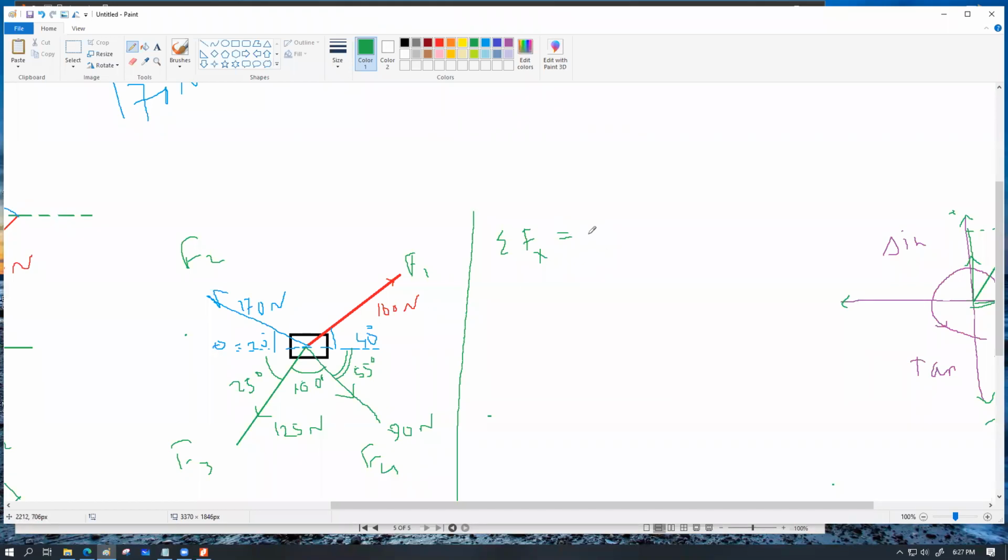Now if I try to calculate this one, I can essentially write for the F1 part, this can be written as 100 cos 40 plus.